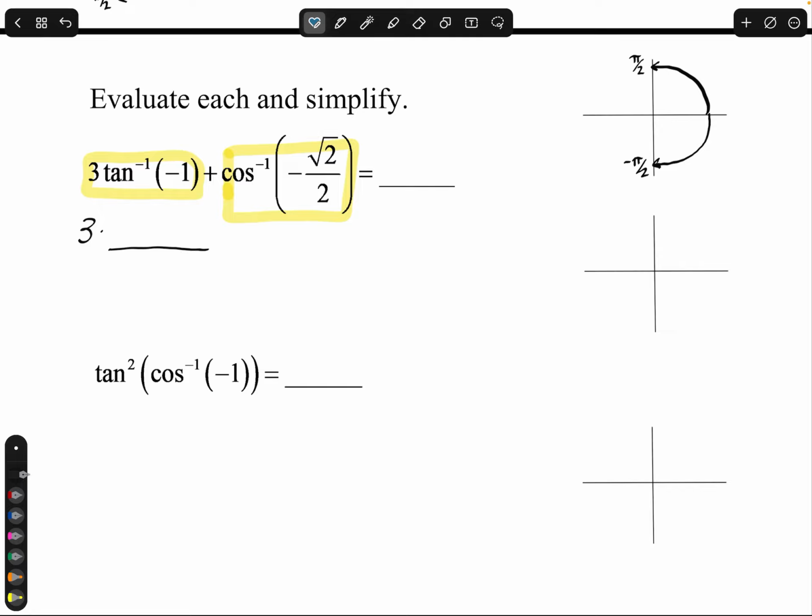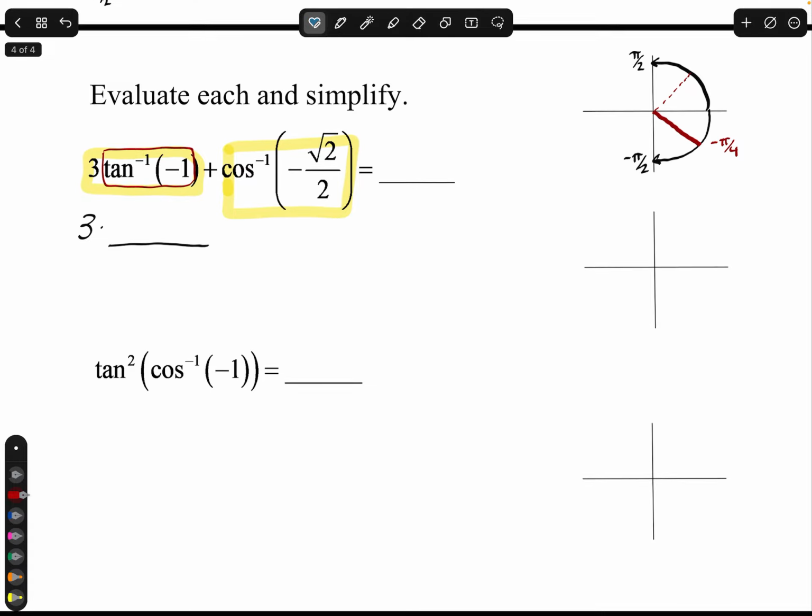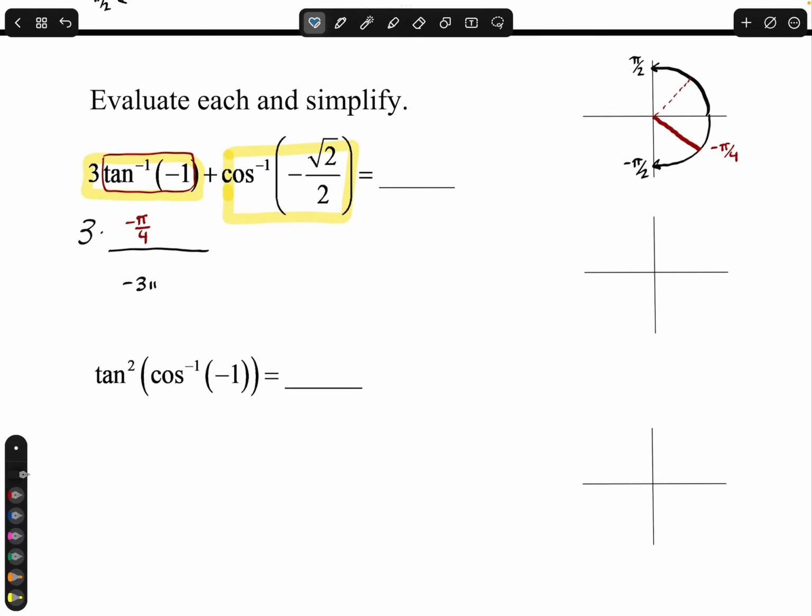Okay, so where is our tangent going to be -1? So thinking about your slopes, we don't want the positive one, we want the negative one, which is down here. So this is going to be a negative pi over 4, because negative pi over 4 is going to give us a slope of -1. So this part of it right here is equal to negative pi over 4. So we're going to do 3 times negative pi over 4, which in this case is going to give us negative 3 pi over 4.